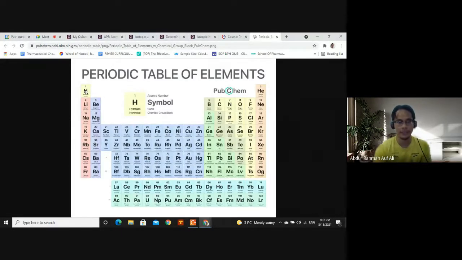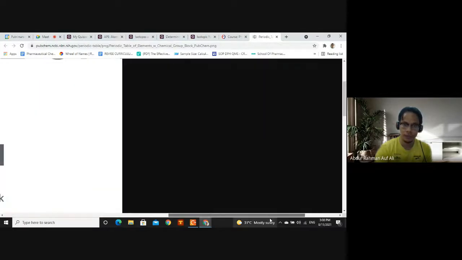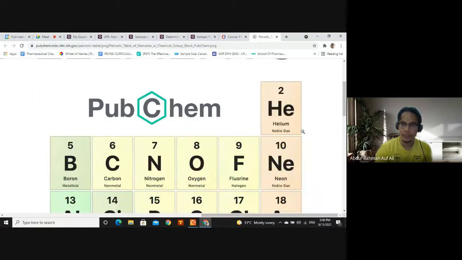Kamu tengok dekat these elements, dia ada these numbers. Okay, dia ada huruf ni, H for example, and then dia ada nama dekat bawah, hydrogen, and nombor 1. Lithium, Li, kat sini nama dia lithium, dia spells out the name. Dekat atas ada 3, 4. Yang dekat hujung ni ada helium, 2. And sini ada boron, 5 kat atas, C, 6, nitrogen 7, and so on. So what does this number mean?